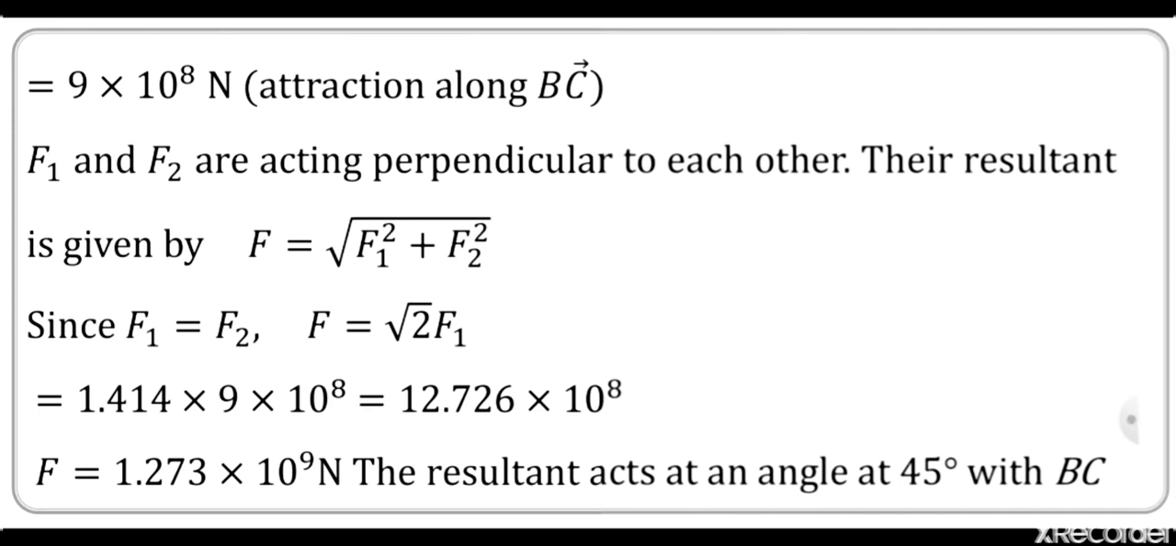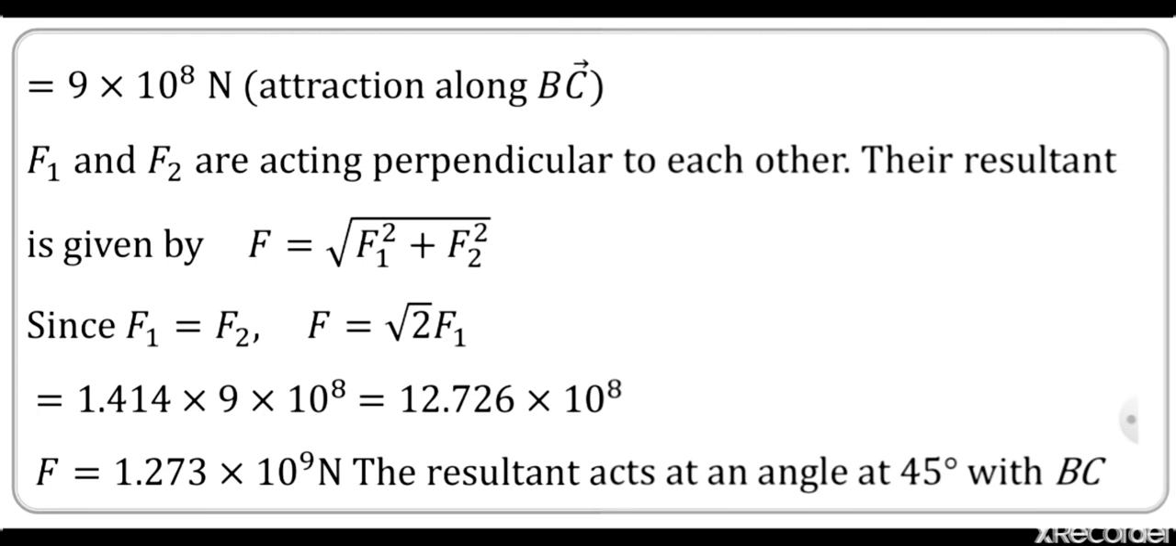Now F1 and F2 are acting perpendicular to each other. You can see in the picture they are acting perpendicular to each other. The resultant is given by root of F1 square plus F2 square, because here theta becomes 90 degree, cos 90 becomes 0. So the next term, 2 F1 F2 cos theta, will not come. That will become 0.